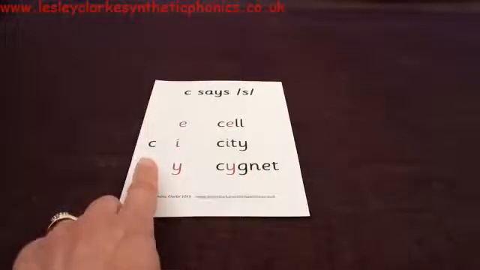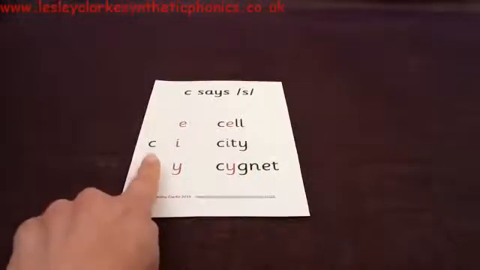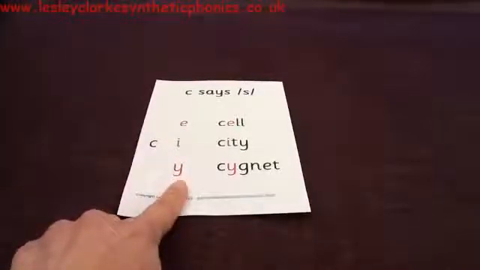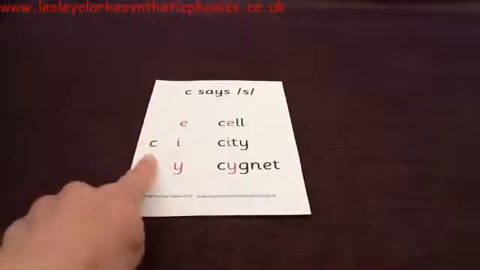So we're going to sing a little song to help us to remember that that letter makes s before E, I and Y. You should recognise the tune. It's the tune of London Bridge is Falling Down, so hopefully you can join in with the singing.